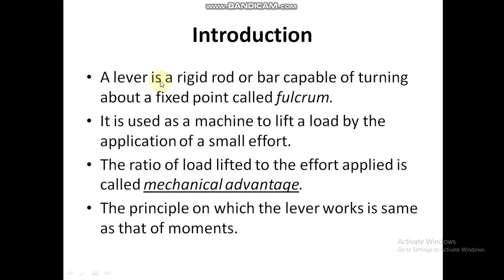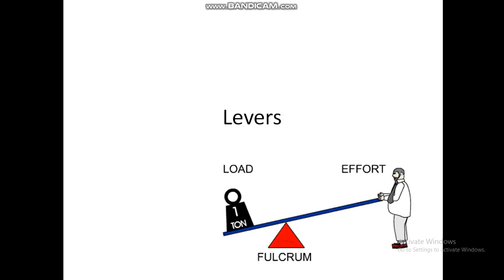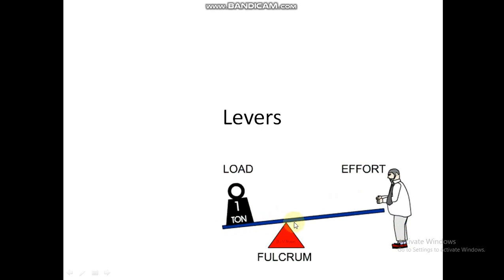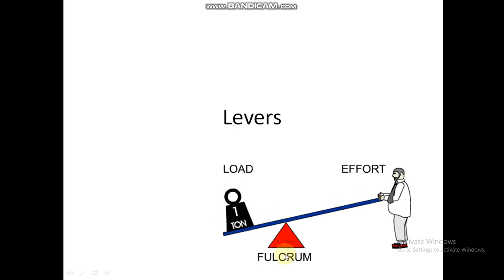A lever is a rigid rod or bar capable of turning about a fixed point called fulcrum. So a lever is nothing but a rod, like this is a rod or a bar, which is capable of turning about a fixed point. This is the fixed point, which is called fulcrum.